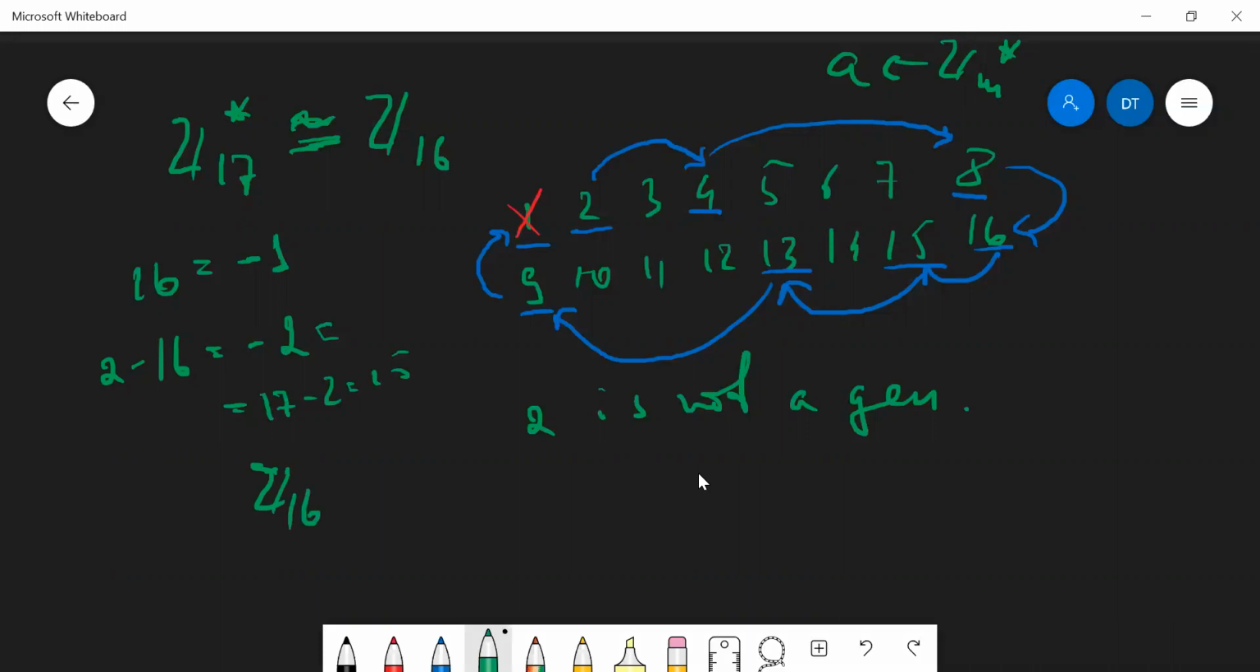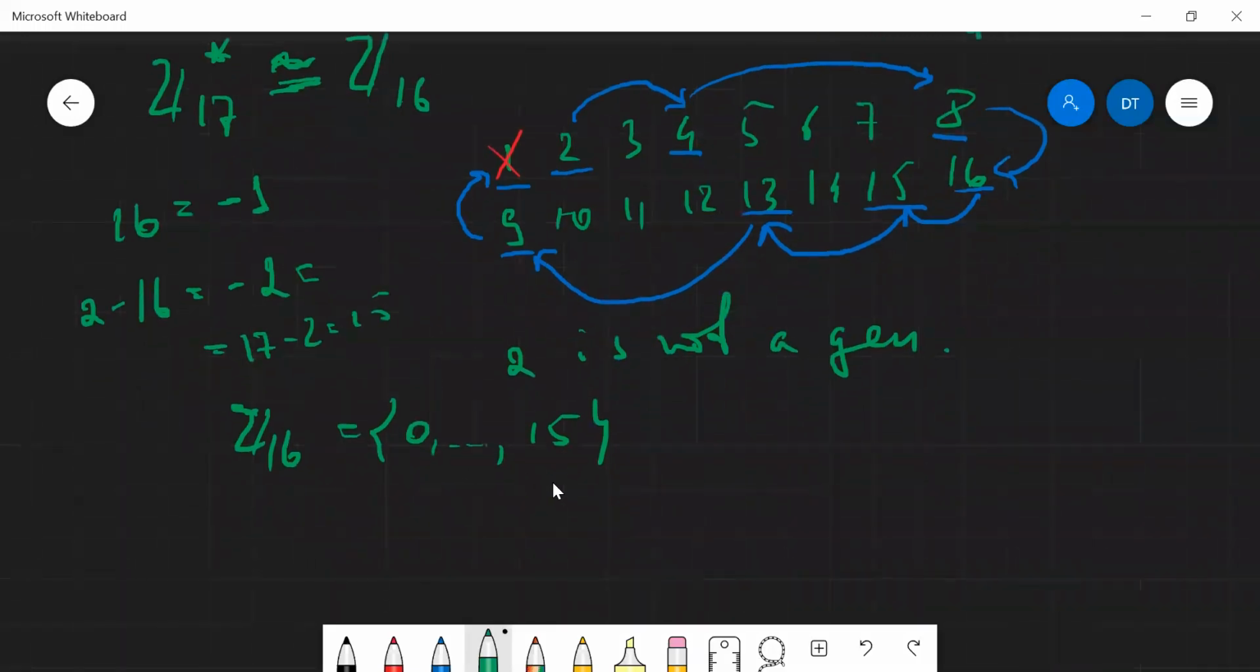Well, this is the same. So what is Z16? It's the set of all remainders modulo 16 from 0 to 15. And what are the generators here? The generators here are the numbers co-prime with 16, but these are odd numbers. So how many odd numbers are there? Exactly half of all numbers. So 8 even, and 8 odd numbers. And all odd numbers are co-prime with 16, so they are the generators.